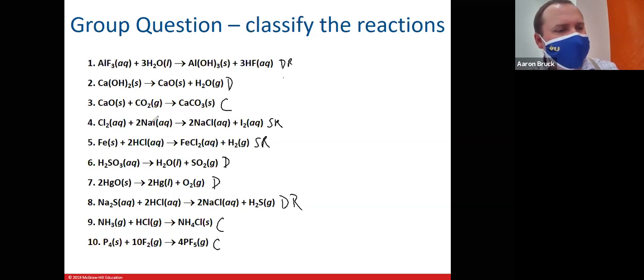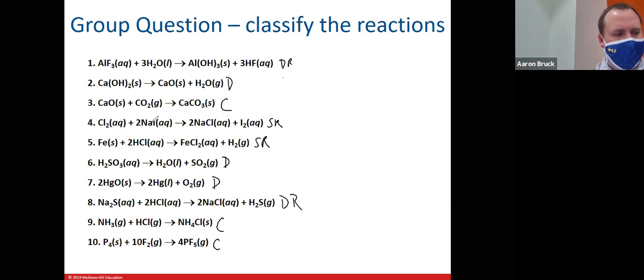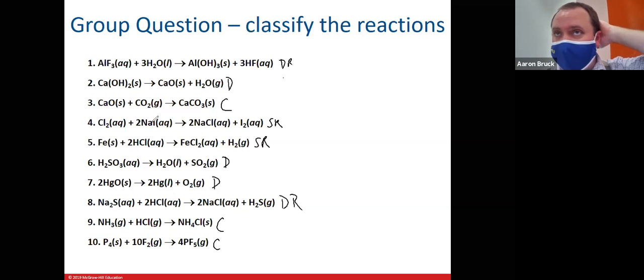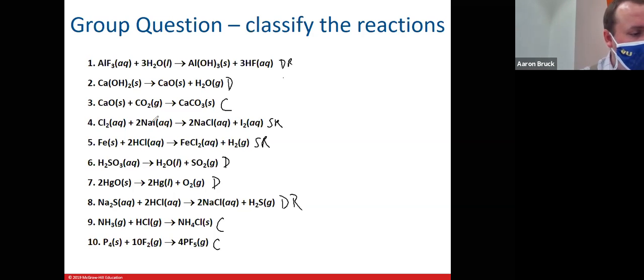All right, so it was asked here in the room. If you don't have all of them done yet, that's okay. Just go ahead and get the answers while we kind of talk through them. It was asked here in the room, how do I know when a combustion reaction is occurring? And notice that none of these are combustion reactions. Combustion reactions, you have to have something reacting with oxygen.